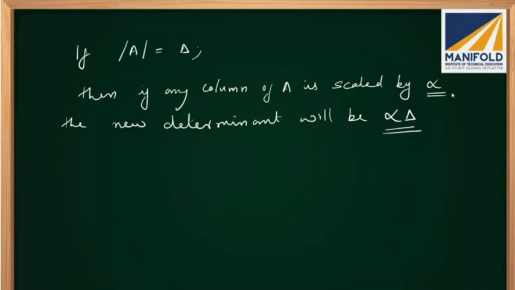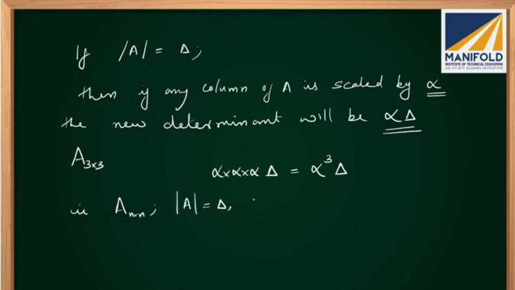Now, what will happen if all the rows or all the columns of a matrix are scaled by the same number? Suppose A is a 3 by 3 matrix. Naturally, scaling any column will make it alpha times delta. So if I have 3 columns, alpha into alpha into alpha times delta, which is equal to alpha cube times delta. That is, if A is an n by n matrix with determinant of A given to be delta, then alpha times A, you must know, means every element of A will be scaled.